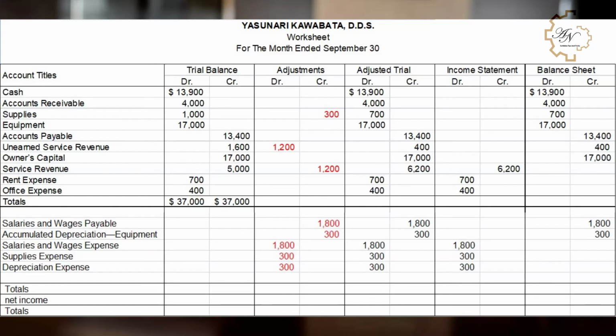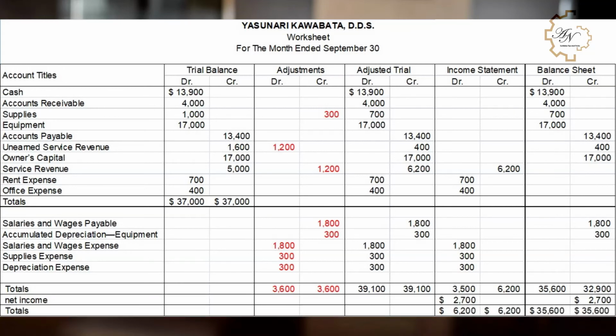Also, the new accounts, we have salaries and wages payable to the balance sheet, accumulated depreciation equipment to the balance sheet, salaries and wages expense to the income statement, supplies expense to the income statement, and also depreciation expense to the income statement. After all of that, we have to sum debit and credit sides for the adjusted trial balance and the income statement and the balance sheet. The difference between debit and the credit side in the income statement is the net income, also in the balance sheet.